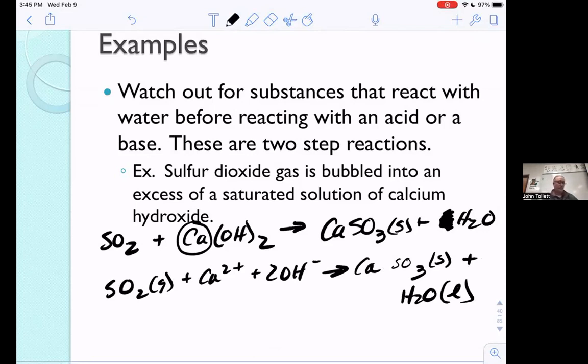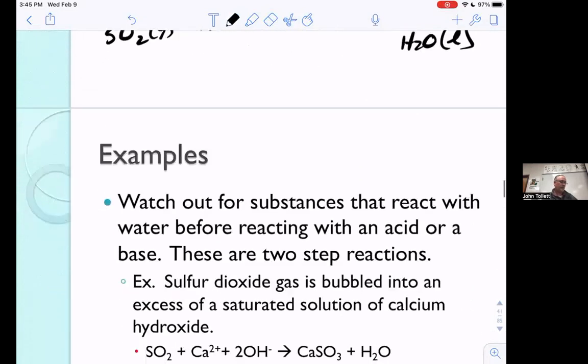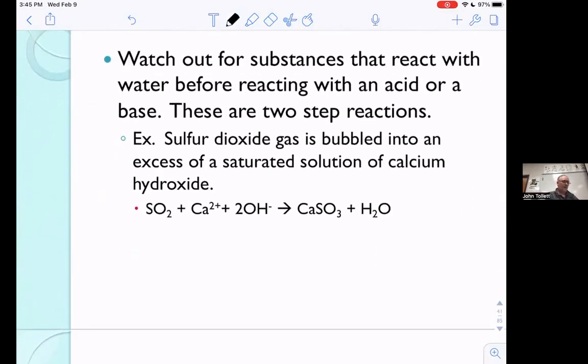And if you check, it's fully balanced. We don't look at my answer here. It's written here. Labeling this a solid would be good. Labeling this a liquid would be good. And of course, the sulfur dioxide was a gas as well. Would be a better way to label it.